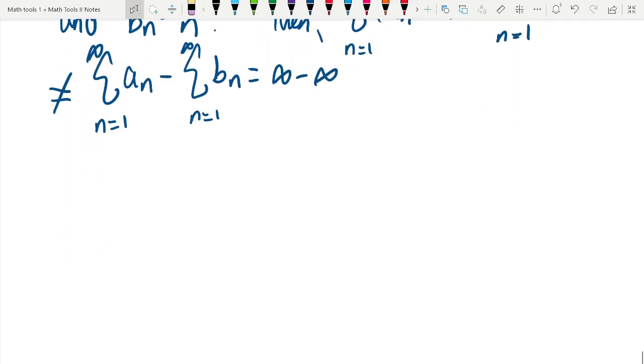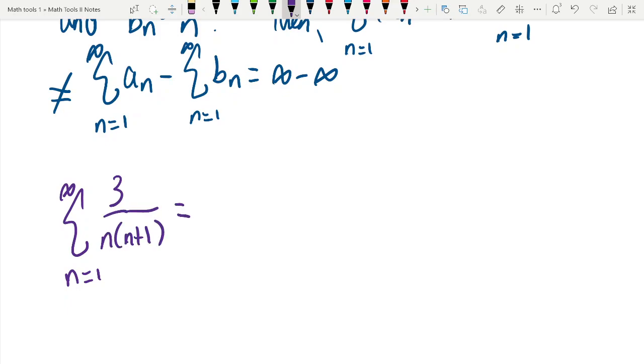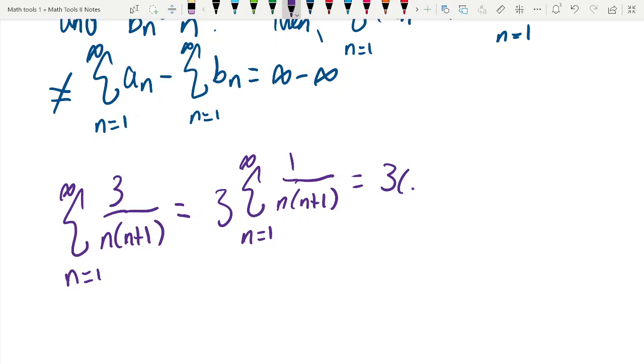Just as some simple examples of how we could use this: if we did the sum from n equals 1 to infinity of 3 over n times n plus 1, then this is equal to 3 times the sum from n equals 1 to infinity of 1 over n times n plus 1. So this is going to be 3 times 1, which is equal to 3. Just simple things like that. Sometimes it'll be easier to break up a series, or it'll be easier to put it back together, like we've already kind of seen with integrals. Sometimes it's easier to break up the two integrals.